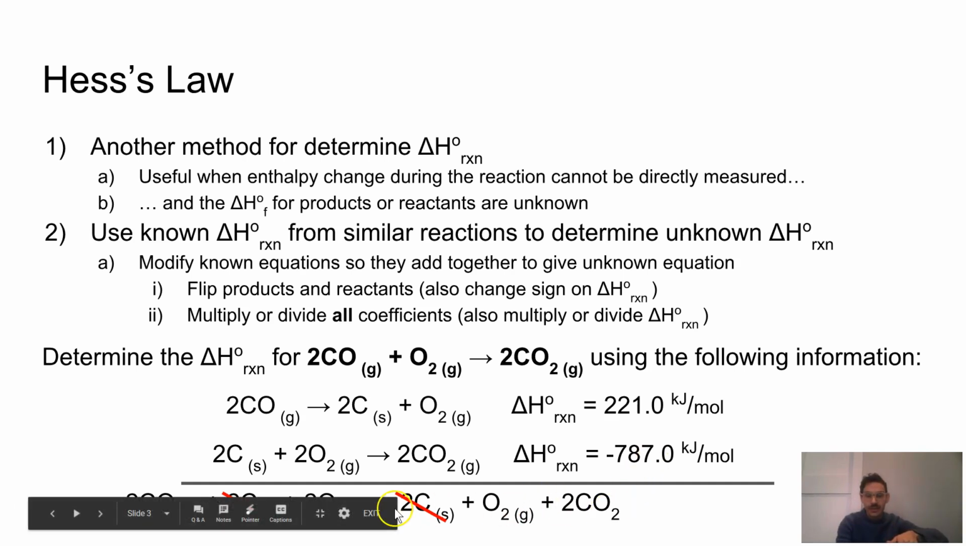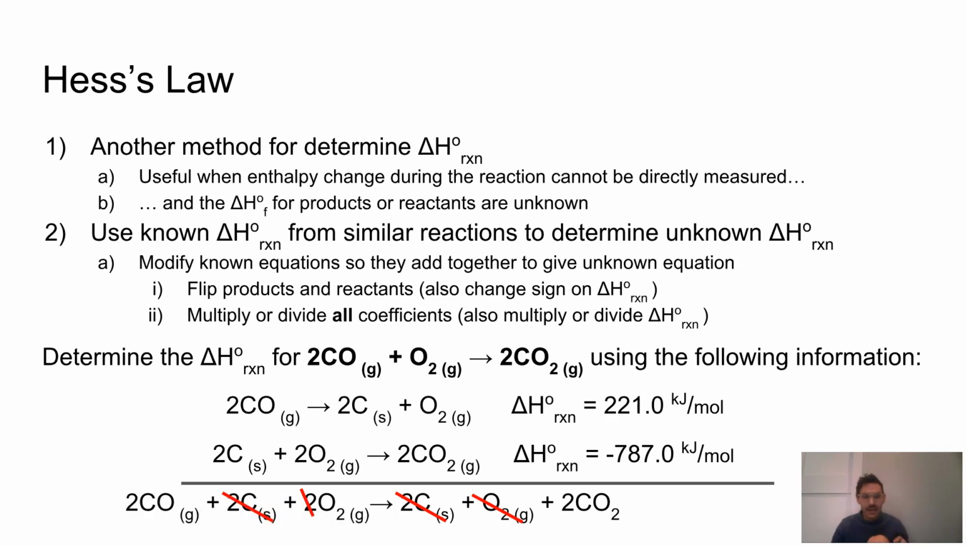If I have 1 oxygen over here and 2 over there, one of those oxygens will get canceled out from both sides, which will leave me with just the 1 oxygen. And I've got my 2 carbon dioxide on the product side. So this looks good. If you look at the things that aren't marked out with the red line, that's exactly what we want to have.